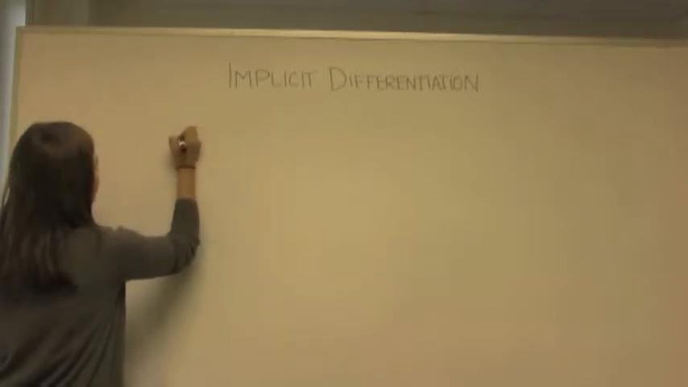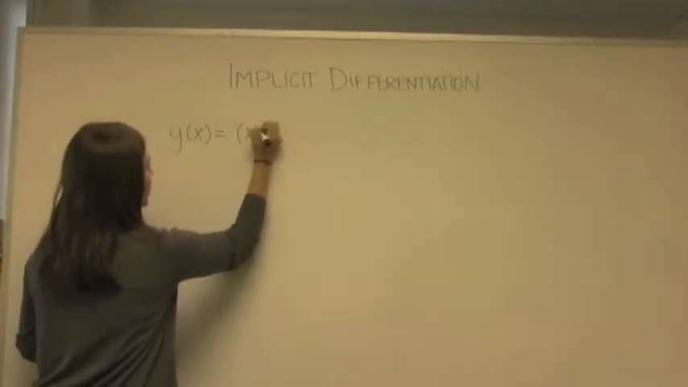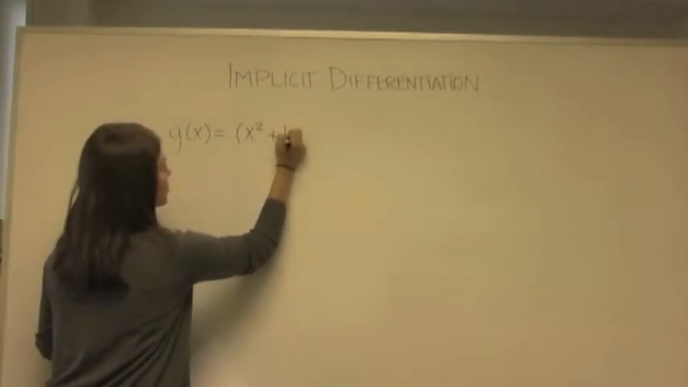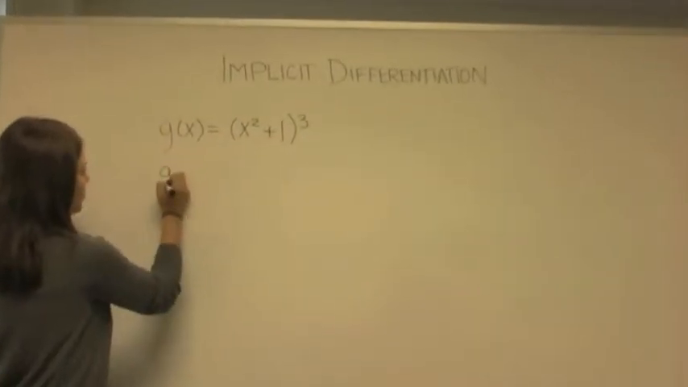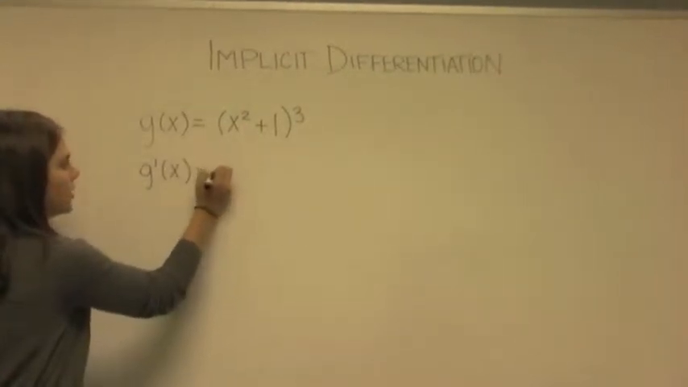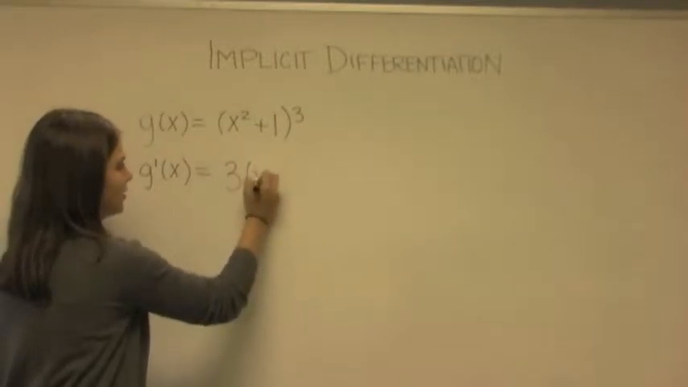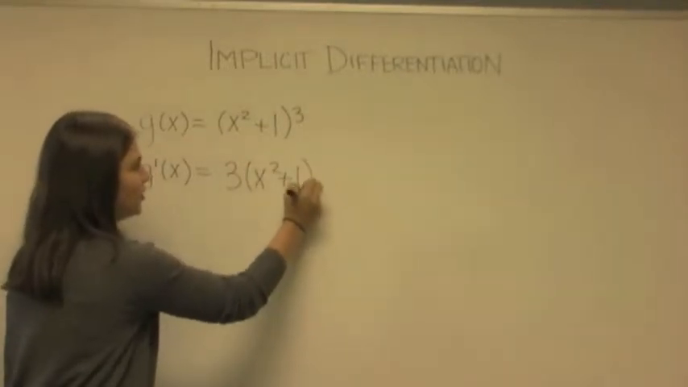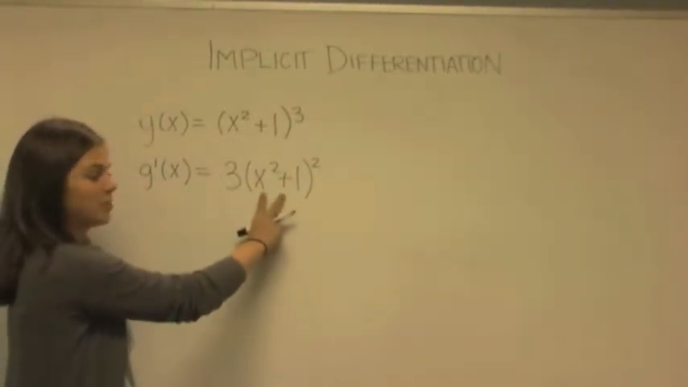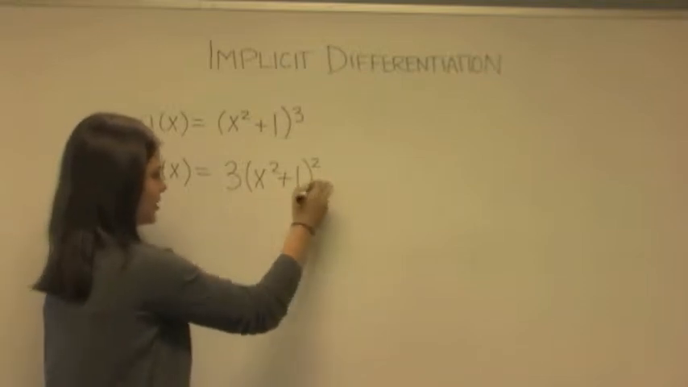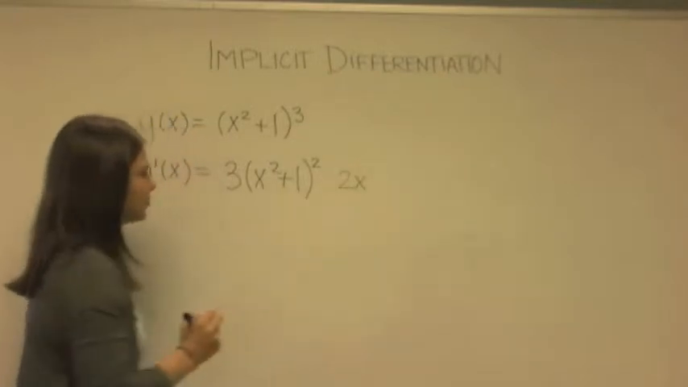If we have a function g of x equal to x squared plus 1 cubed, and we're trying to find the derivative, we know that to do the chain rule, you take the exponent, multiply down in the front, leave the inside alone, and subtract 1 from the exponent. And then it's very important to multiply by the derivative of the inside function. So the derivative of x squared plus 1 is 2x.